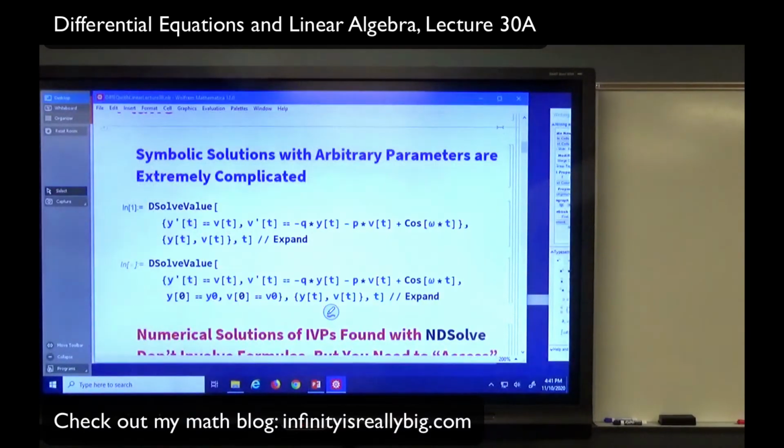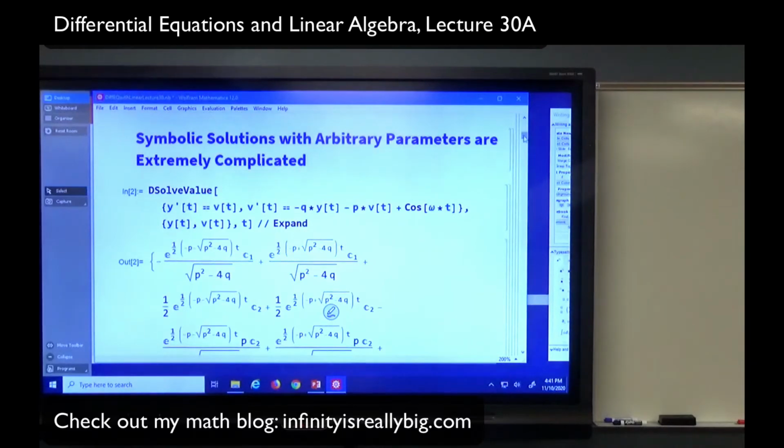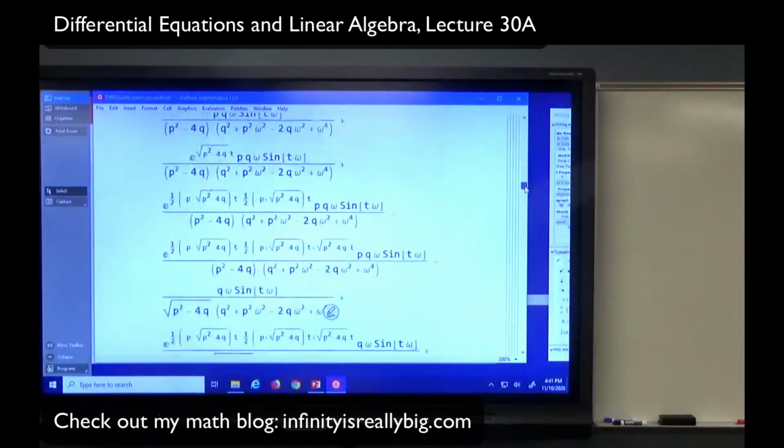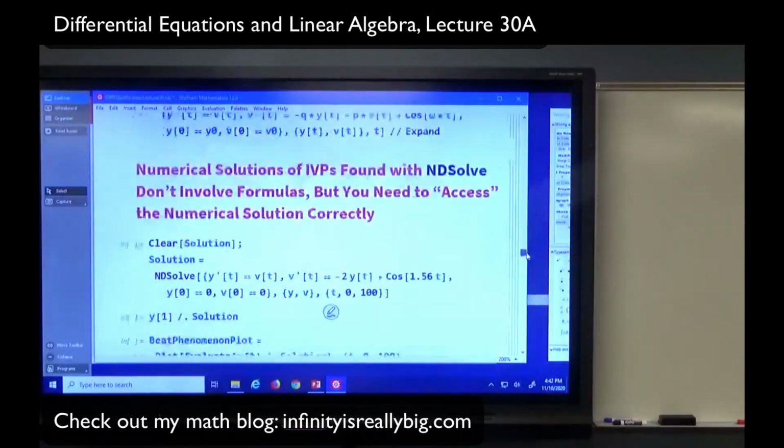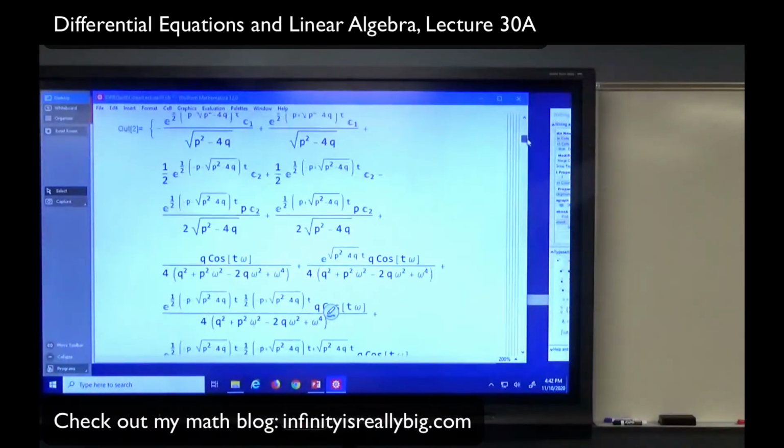All right, so let's move on to Mathematica and take a look at what we can see here. So first, I've got DSolveValue. I'm attempting to solve the differential equation symbolically. In the general case where p and q are unspecified, this is going to give us a general solution. I'm not giving initial conditions for this one. If I enter it, it does produce an output, but that output, as you can see, is incredibly long and complicated. Yikes. Certainly would not want to solve that by hand.